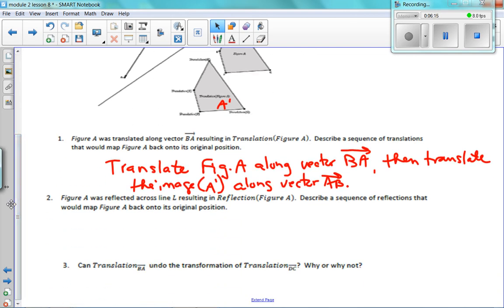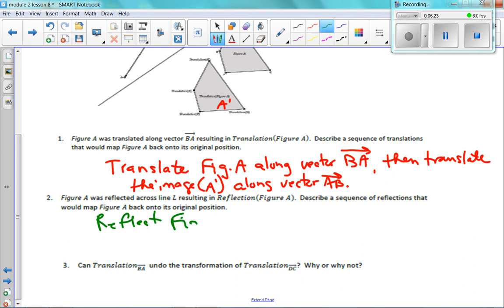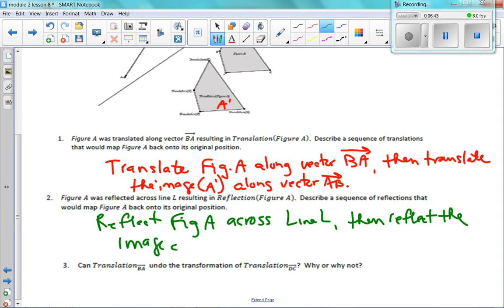You should have tried that with your transparency. So you're going to reflect figure A across line L, and reflect the image of figure A, call that A double prime, across L again, line L again.